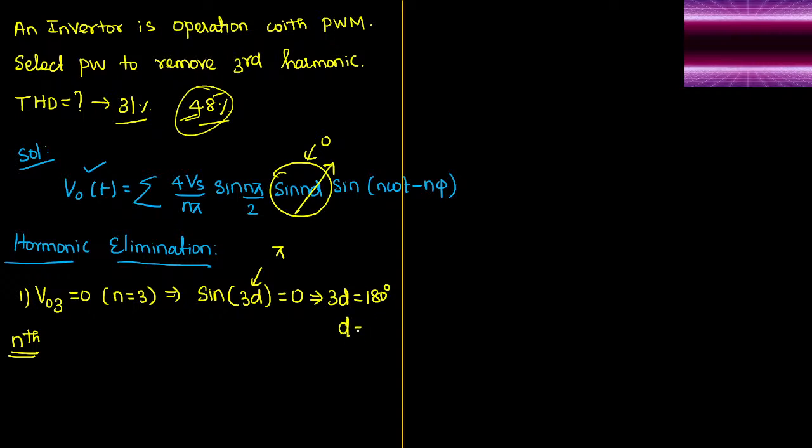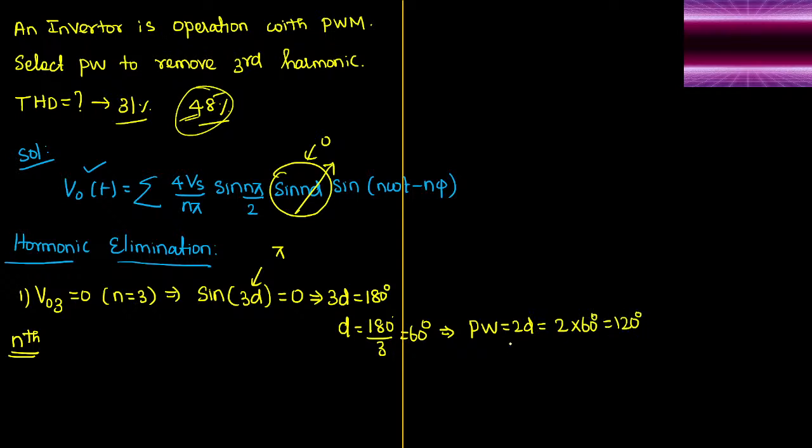So from this I can say d will be 180 degree by 3, which is 60 degree. When the displacement angle d becomes 60 degree, the third harmonic is eliminated. From this, the pulse width equals 2 times d, which is 2 times 60 degree. So the answer is 120 degree.